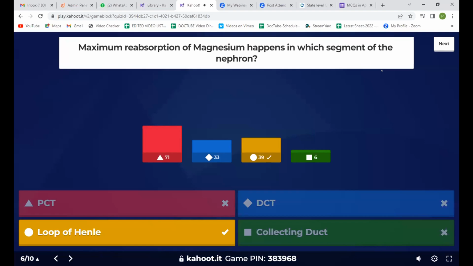Unlike most of the ions like sodium and potassium, most of which get maximally reabsorbed in the proximal tubule, magnesium is one ion which gets maximally reabsorbed in the thick ascending limb of the loop of Henle. So the loop of Henle is the correct answer here.